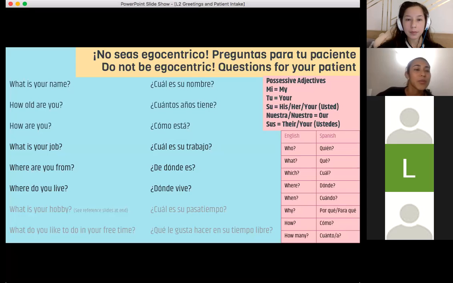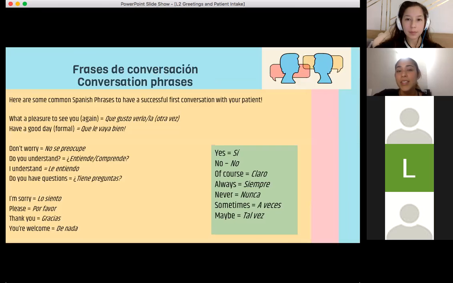And then I'll read over some of the examples. We have, what is your name? ¿Cuál es su nombre? How old are you? ¿Cuántos años tiene? How are you? ¿Cómo está? What is your job? ¿Cuál es su trabajo? Where are you from? ¿De dónde es? And where do you live? ¿Dónde vive?